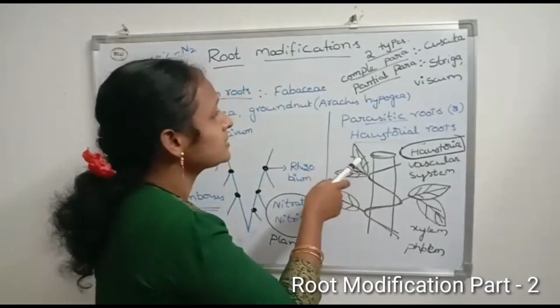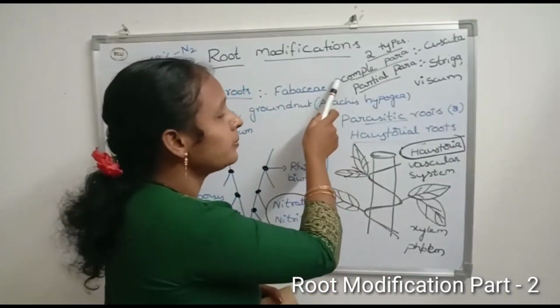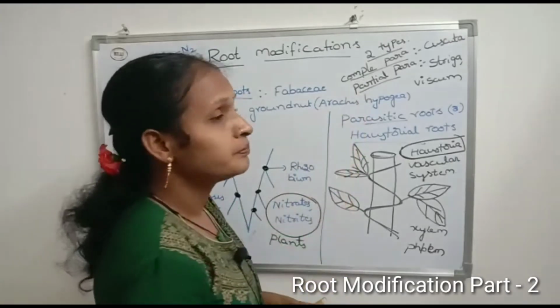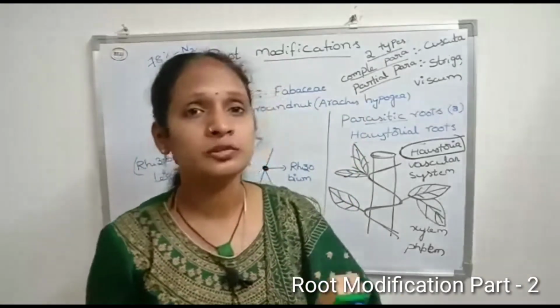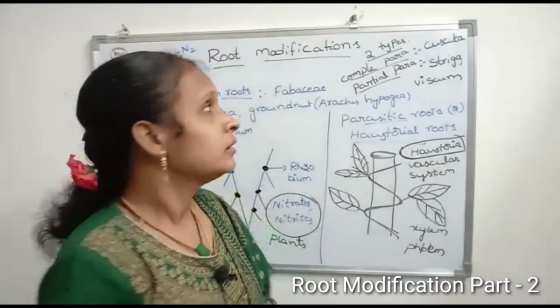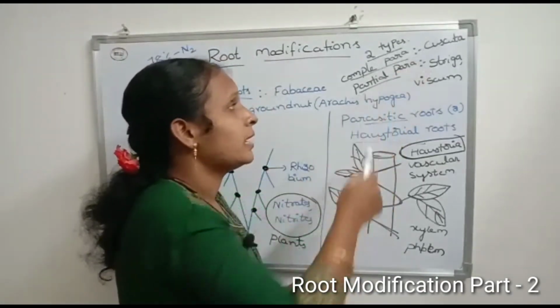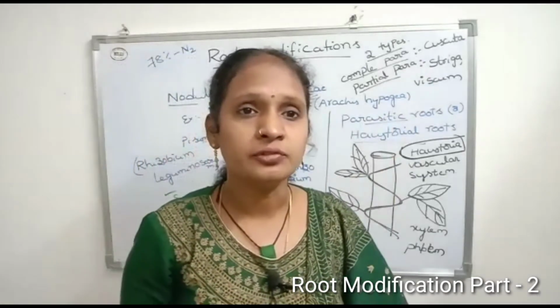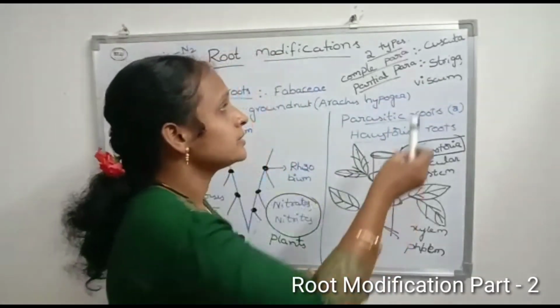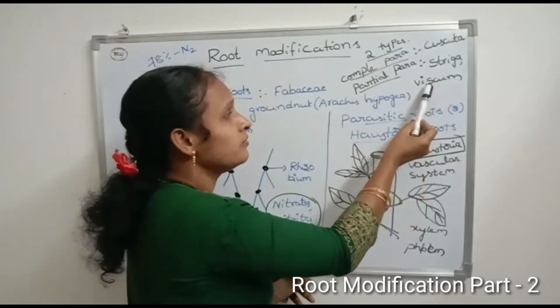So parasitic plants are of two types: complete parasite and partial parasite. Complete parasite means they depend upon the host for both food and water. Example: Cuscuta. Partial parasite means they depend upon the host for either food or water. Examples: Striga and Viscum.